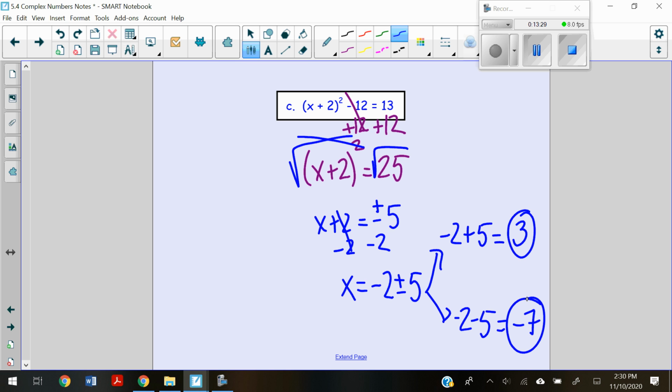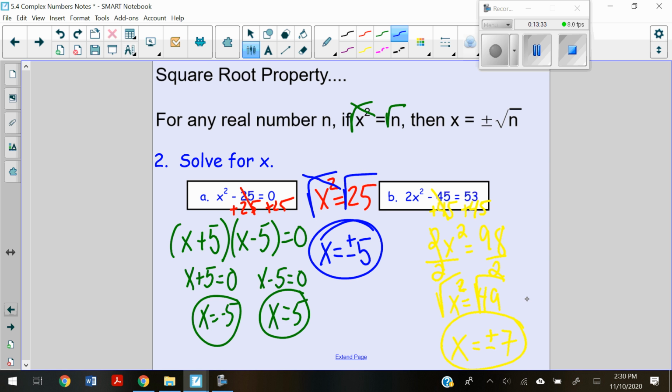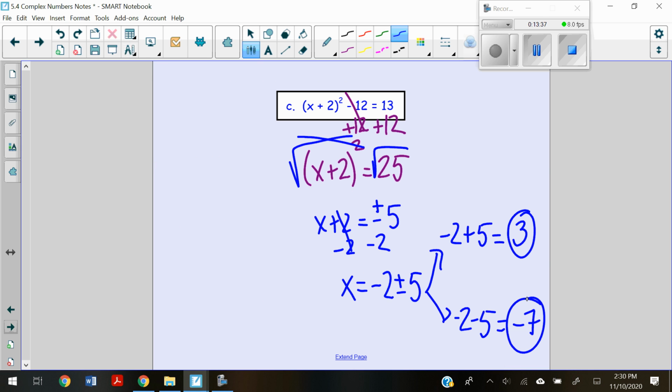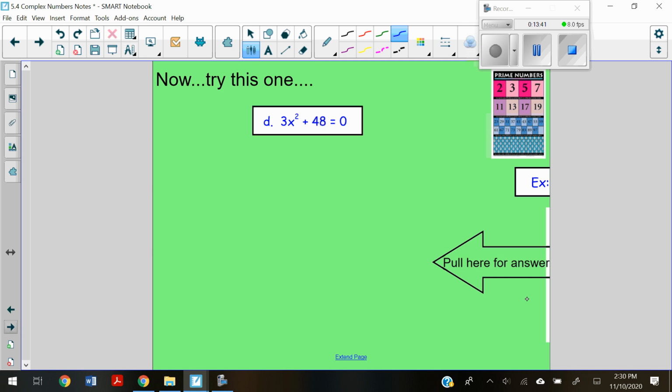So we were having two answers. I'm just going to pop back. We had two answers for these other problems here. We had a positive and a negative 5. We had a positive and a negative 7. Same idea here. We have a positive 3. We have a negative 7. They don't always turn into both positives and a negative, but they could.